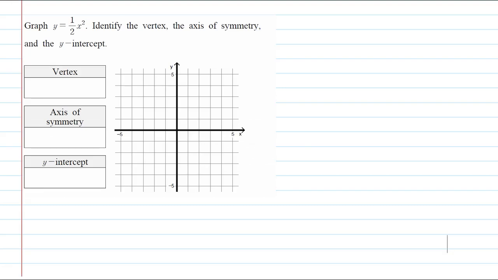Here's the question. Graph y equals 1/2 x squared. Identify the vertex, axis of symmetry, and the y-intercept. Before we start, let's review the shape of the graph.